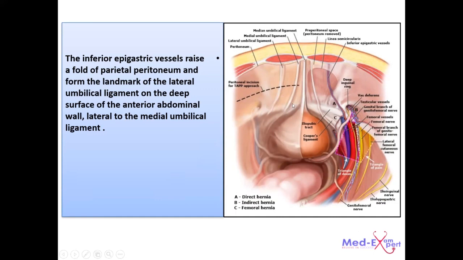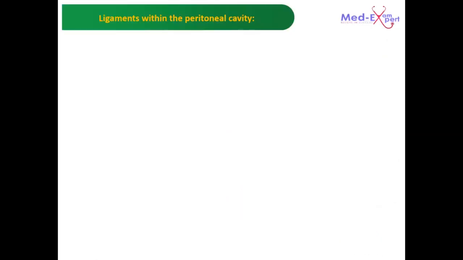So as you can see, this is the median umbilical ligament. This is the medial umbilical ligament, and this is the lateral umbilical ligament, which, as you can see, is coming from the external iliac artery, ascending up and medial to cause this fold, which is called the lateral umbilical ligament. This is a very important point in single best answers.